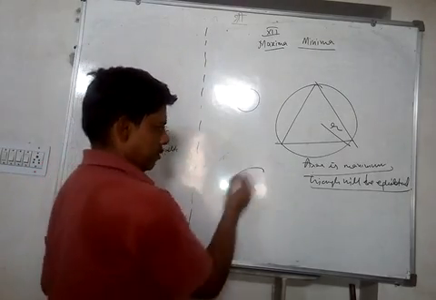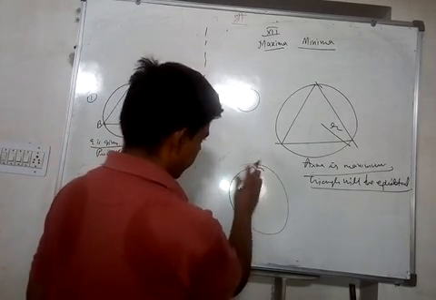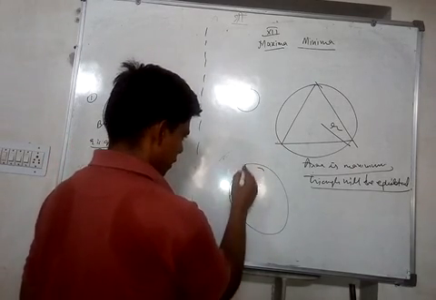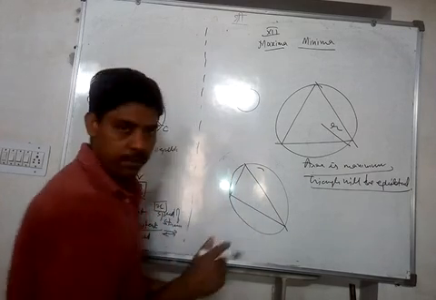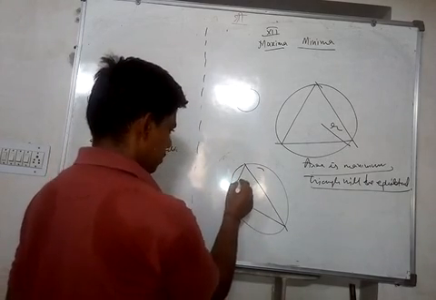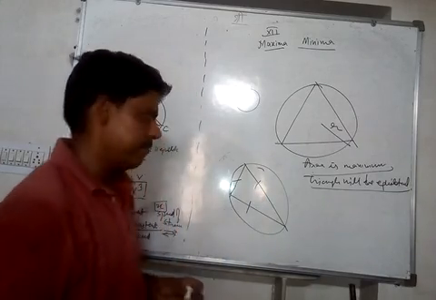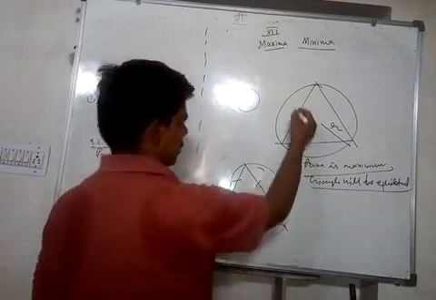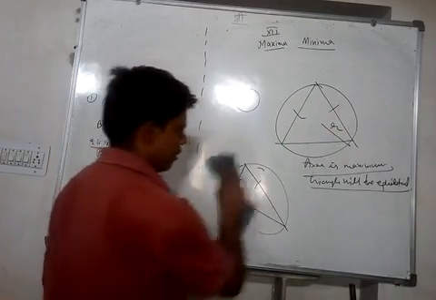Any triangle which is not isosceles cannot have maximum area in a circle. Suppose if I make an acute angle triangle, or a triangle in which two sides are not equal. Suppose all three sides are different. Then this cannot have a maximum area. We can prove it. So first we will consider that these two sides are equal.